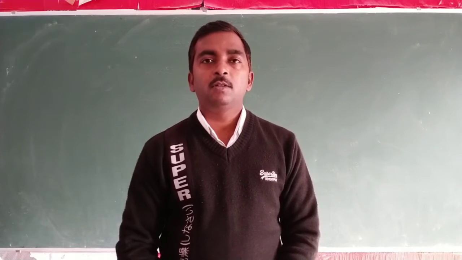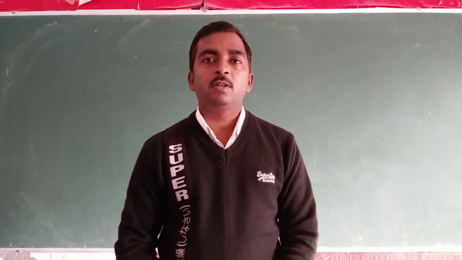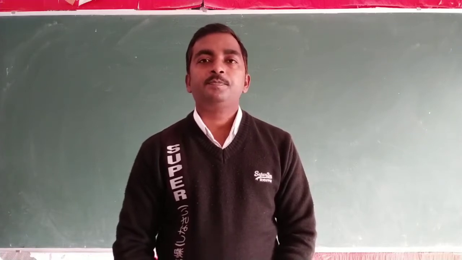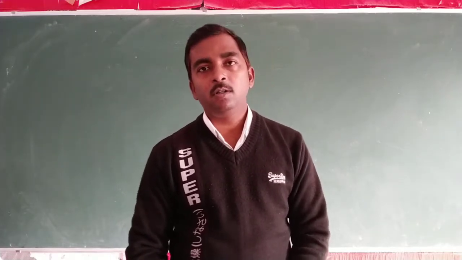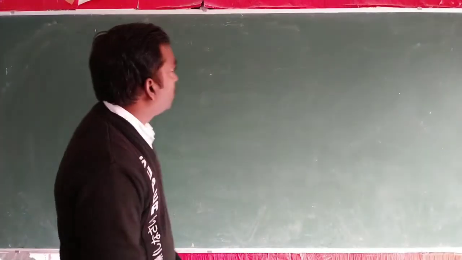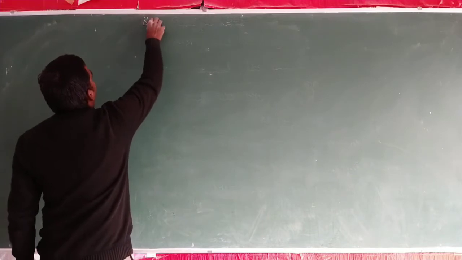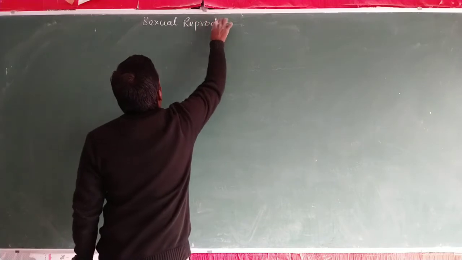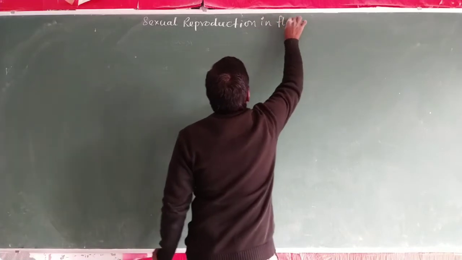So in this video lecture we discuss first of all sexual reproduction in plants, and this involves the types and structure of flower, that is the reproductive organ in the flowering plants. So our main topic is sexual reproduction in flowering plants.